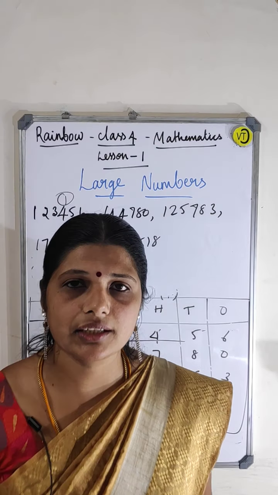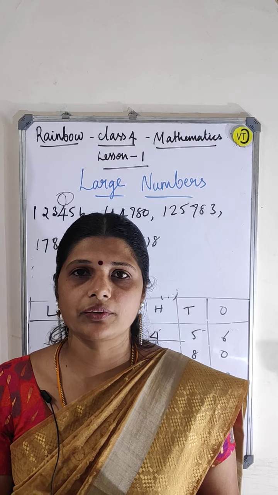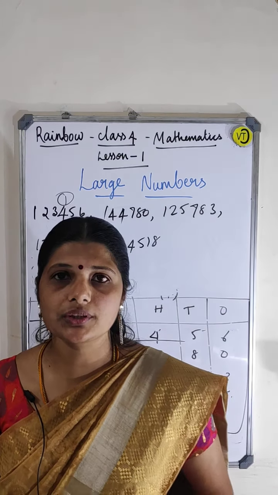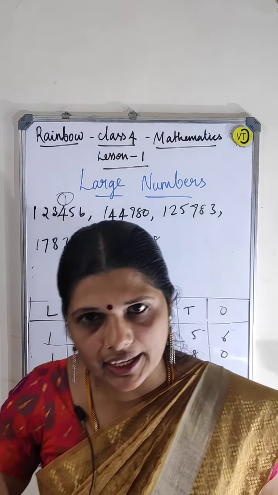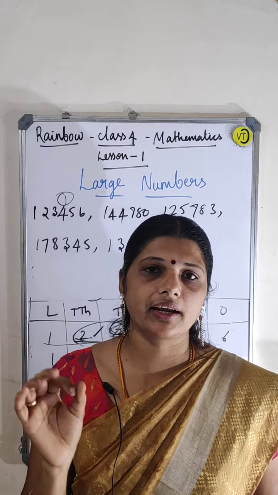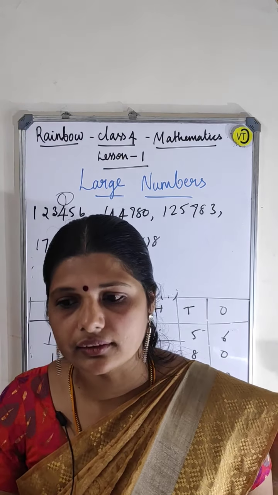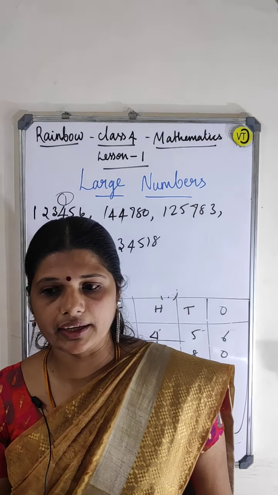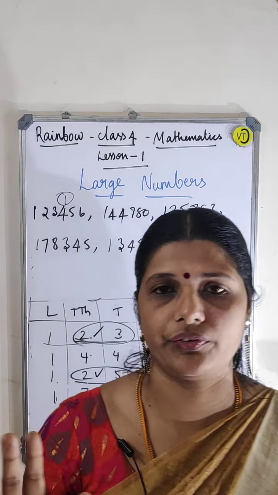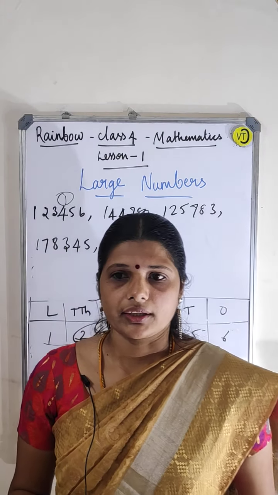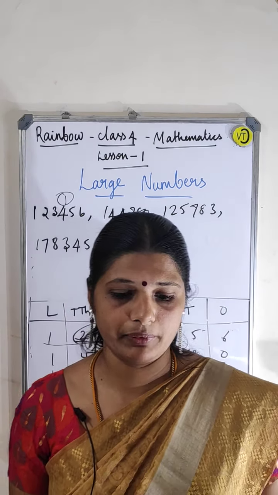So this is the ascending order I have made. Ascending order means what do you write? The less than symbol you have to use, right? So 1,23,456 is less than 1,25,783, which is less than 1,34,518, which is less than 1,44,780, which is less than the last number, 1,78,345. Okay, now you know how to write the ascending order and descending order in a better way.